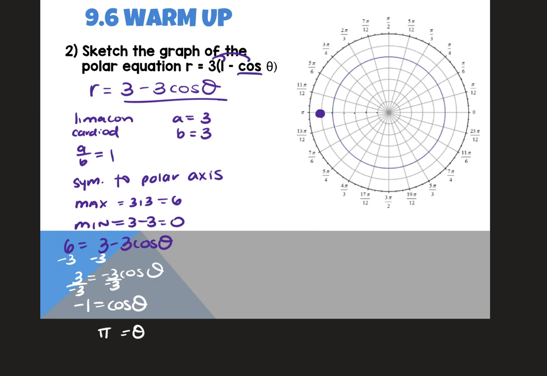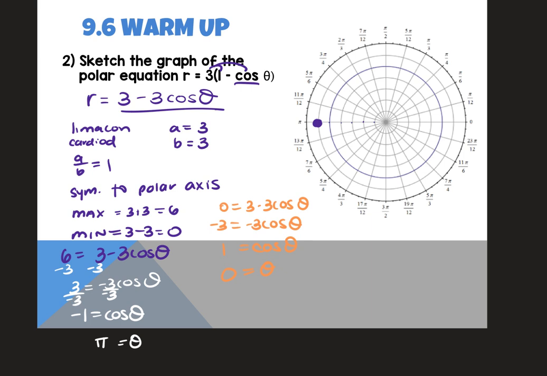It also tells you that the opposite side is where your min is. So if I had continued and set this equal to the min, I would get 0 equals 3 minus 3 cosine theta. Negative 3 would equal negative 3 cosine theta. Cosine theta would equal 1. And theta is 0 because that's where cosine's 1. So it will always be opposite it, which means that on the other side at 0, my point is 0. So I'm at the pole.